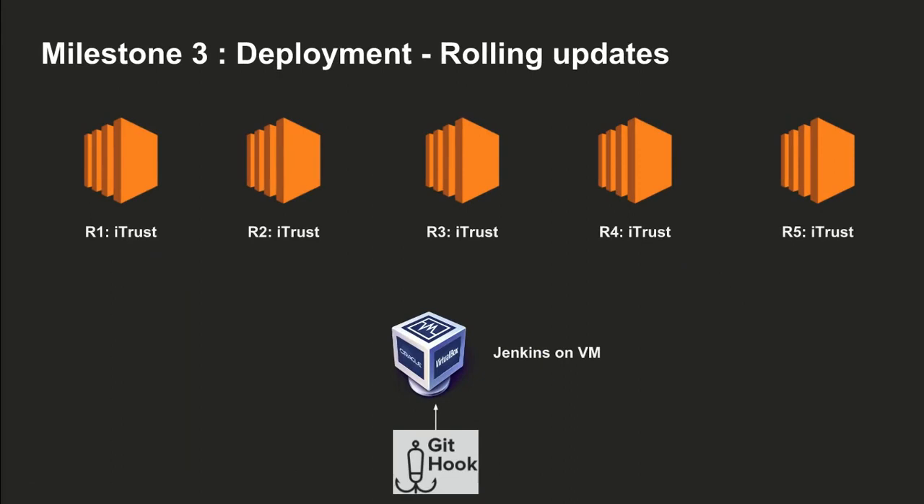Our last part of the third milestone was rolling updates, in which we deployed updates in the iTrust EC2 cluster in a way that the rest of the EC2 instances were always available to the customers while one server was getting updated. In our entire third milestone, all the builds were triggered using Git hooks.